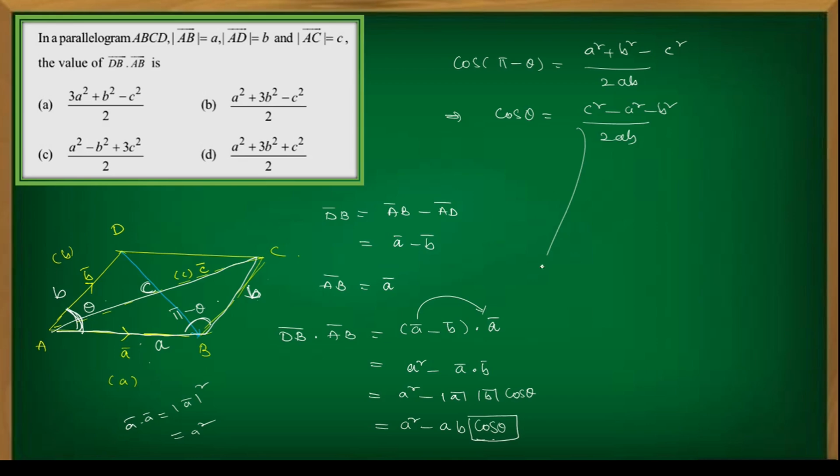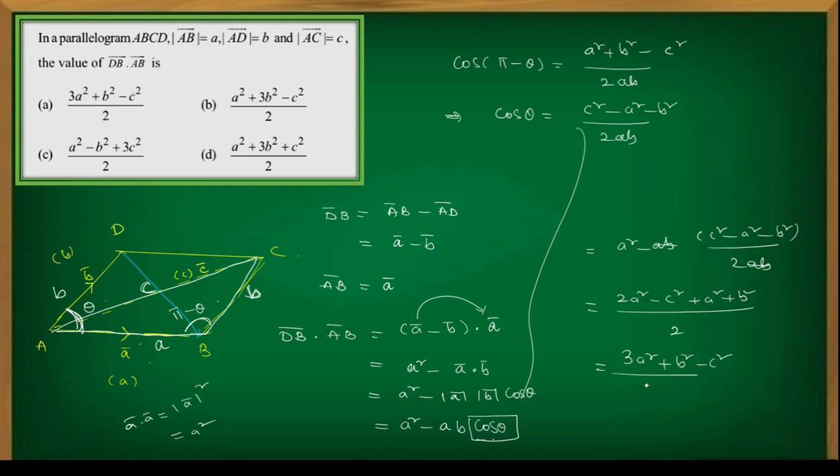Now you can copy here. So that is equal to A square minus AB into C square minus A square minus B square divided by 2AB. So AB cancels, you can take 2 LCM. So you get here 2A square, then minus C square, then plus A square, then plus B square. So 2A square plus A square, 3A square, then plus B square, then minus C square, by 2. So this is dB bar dot AB bar. dB bar dot AB bar is equal to 3A square plus B square minus C square by 2.